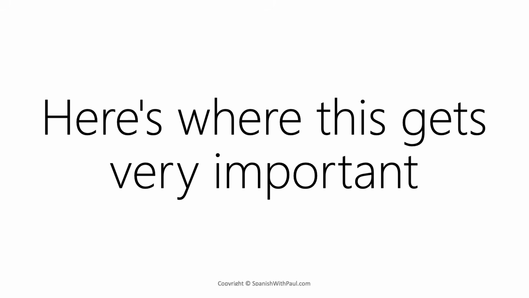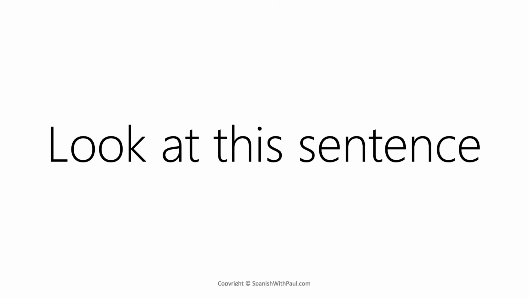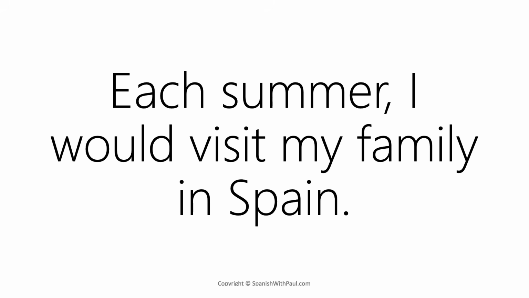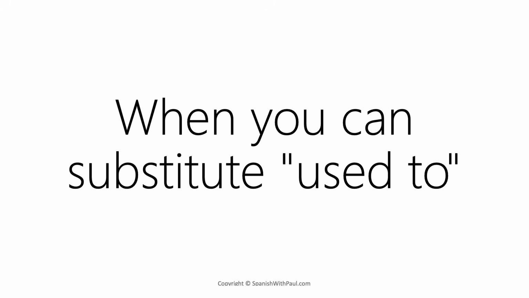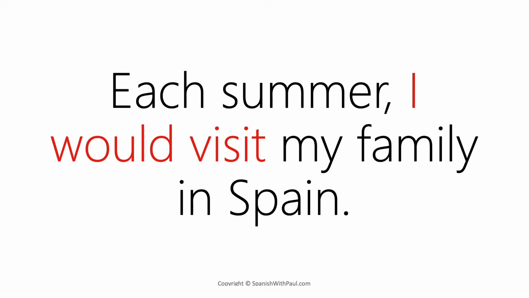Now, here's where this gets very important for your Spanish. I'd like you to look at this sentence. Each summer, I would visit my family in Spain. If we isolate the meaning of I would visit, we can easily substitute this for I used to visit. So whenever you can substitute this idea of used to, that's the telltale sign that you will use the imperfect tense in Spanish.